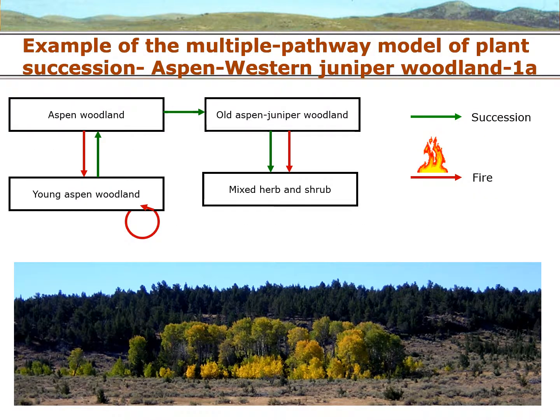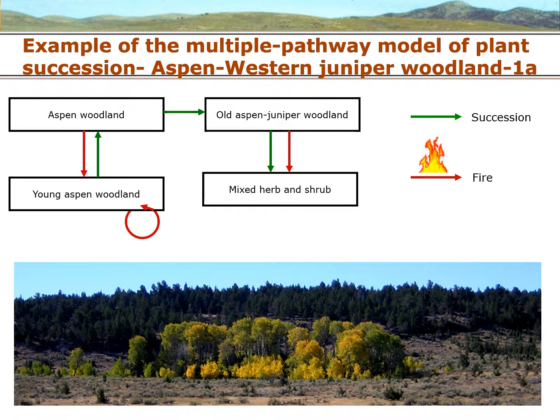Okay, so I'll try to give an example of a multi-pathway or a potential multi-pathway scenario of plant succession for aspen that is seral to western juniper. And this only applies to aspen that's seral to conifers. It wouldn't apply to aspen that exists without conifer in the stand.